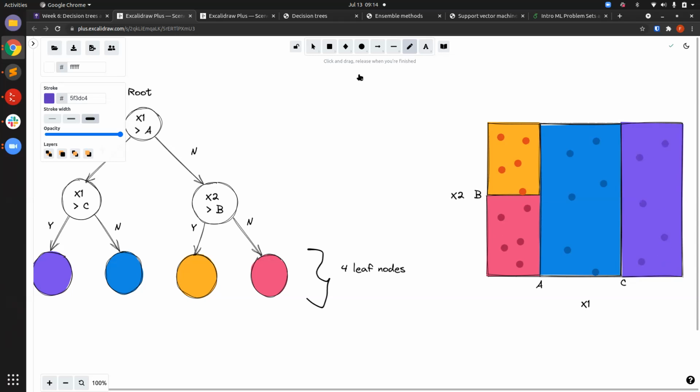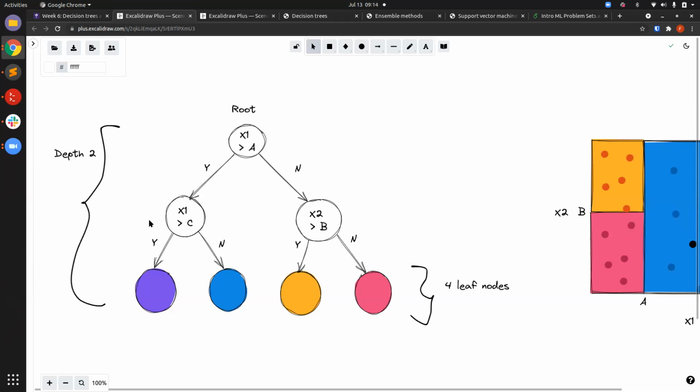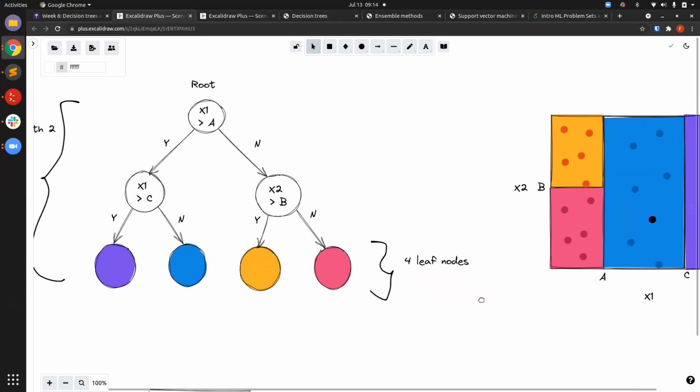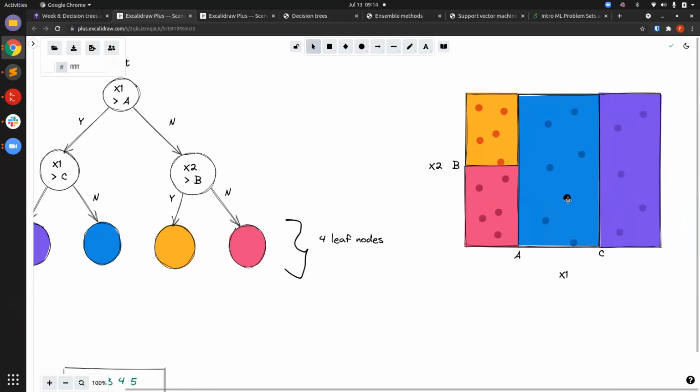So now suppose we have a new test sample to classify. Let's say there's a black sample here. We'll take this black sample and we'll look at the feature values along the X1 and X2 axis. So we'll say, okay, is the X1 value of this sample greater than A? Yes, it is. We'll take this branch. Then we'll say, is the X1 value of this sample greater than C? No, it's not. All right, we take this branch. And we land up in this blue region.